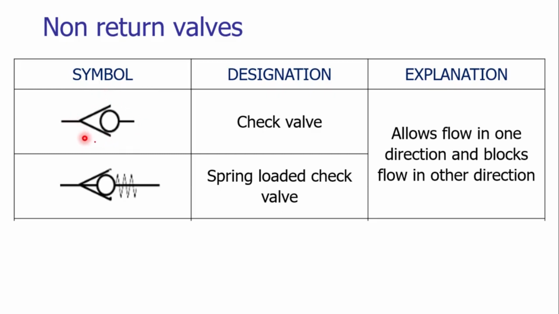The check valve is represented by using this symbol. Already we have seen the meaning of this symbol and how it has been derived. The check valve is allowing the flow in only one direction and it is blocking the flow in the other direction. So we can have the spring loaded check valve as well. When the check valve is spring loaded, we are using a zigzag line as shown on your screen.